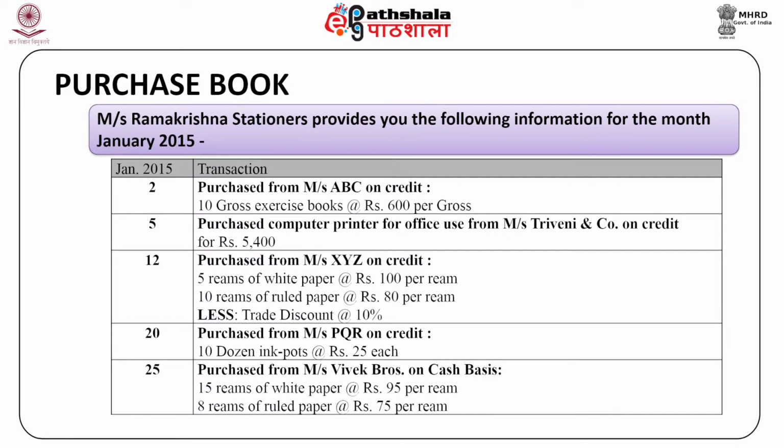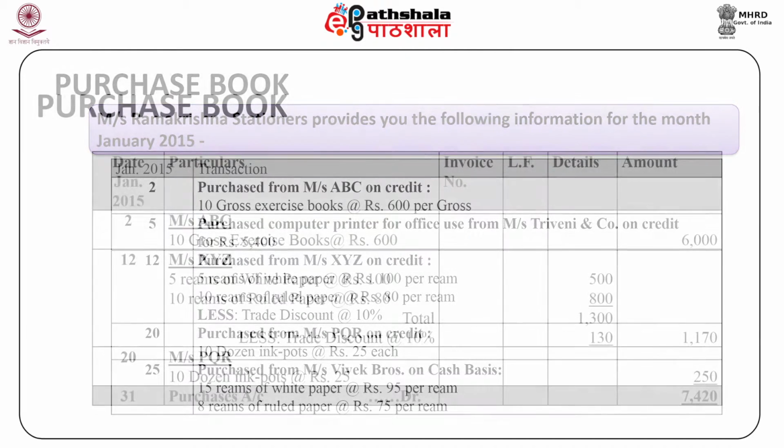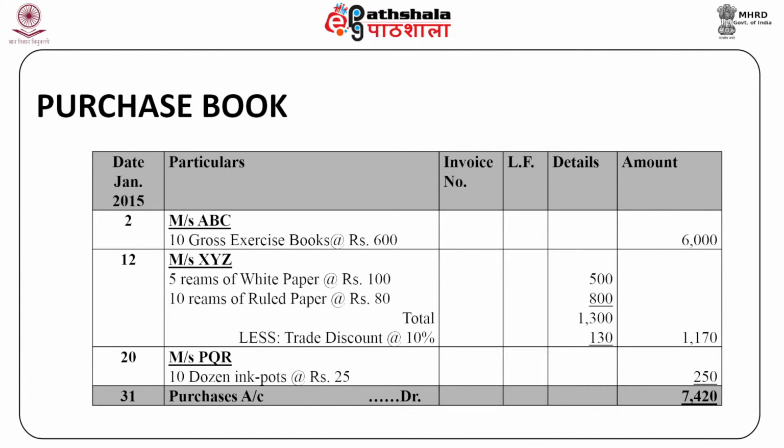Now we can look at another example. Messrs. Ramakrishna Stationers provides you this information for the month of January 2015. Then there is, prepare purchases book of Messrs. Ramakrishna Stationers.